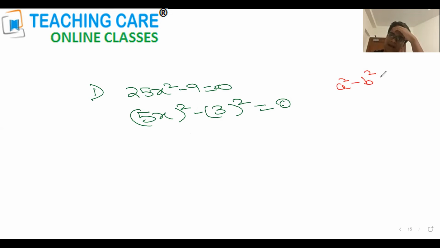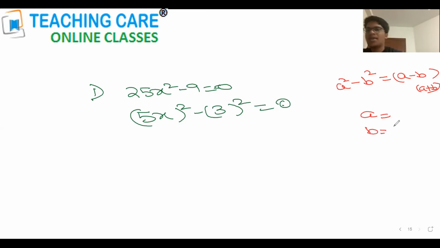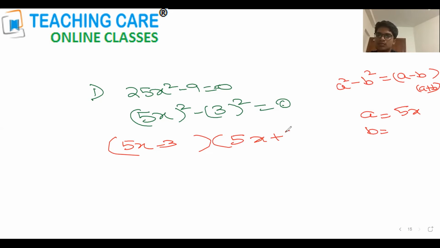Remember this special identity? a minus b times a plus b. So we have a as what? So a would be 5x. So 5x minus 3 times 5x plus 3. That's all. Now, the question is not just about factorizing. We need to solve it further.